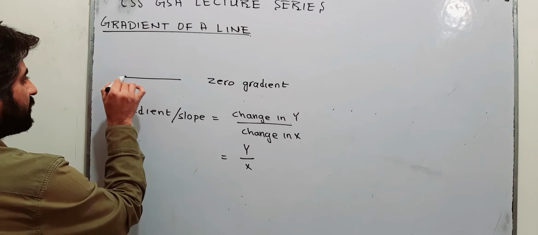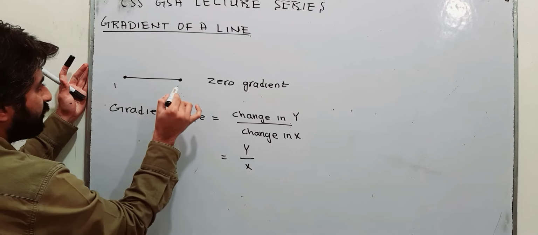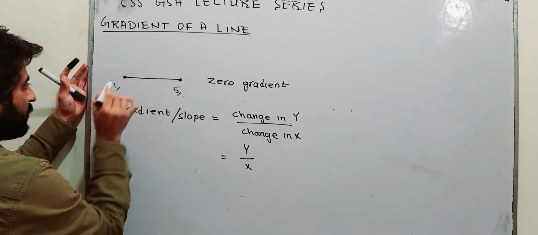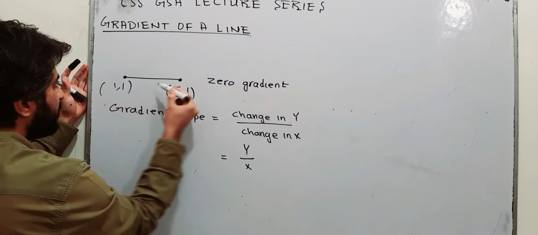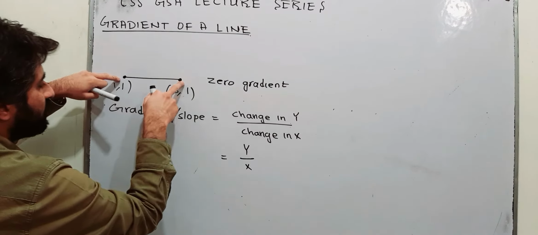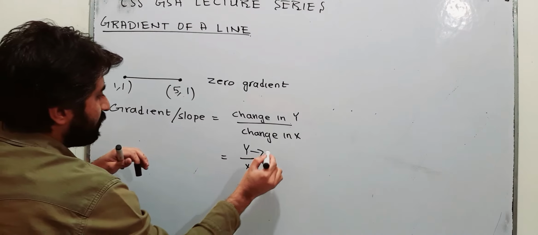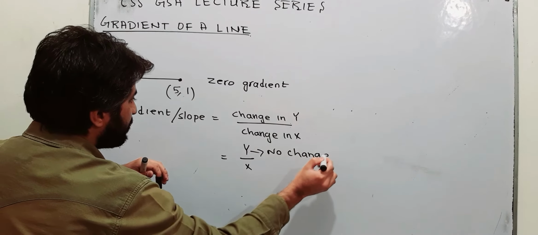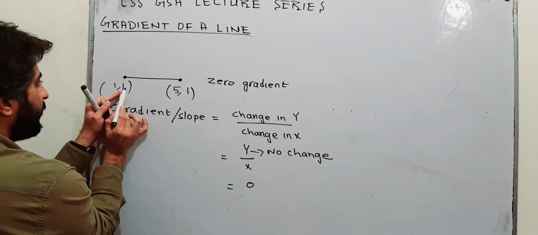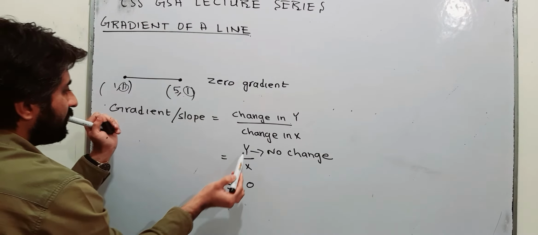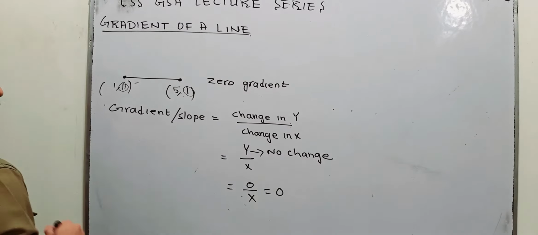So in this case, between this point and this point, there is a change in x. Here suppose x is 1, here suppose x is 5. But what is y? Suppose y is 1 here, and y is 1 here as well. There is no change in y-axis. The level of this point and this point is the same, horizontal, and there is no change in y. So when there is no change in y, that means the change is 0. Change in y is 0, and 0 over x is 0. So the gradient of a horizontal line is 0.